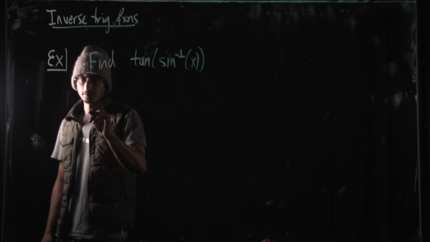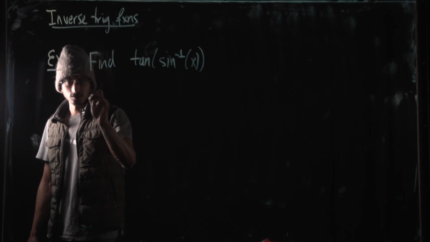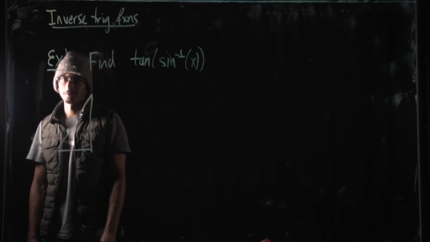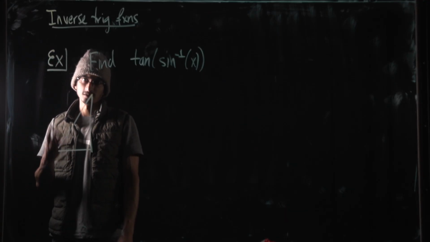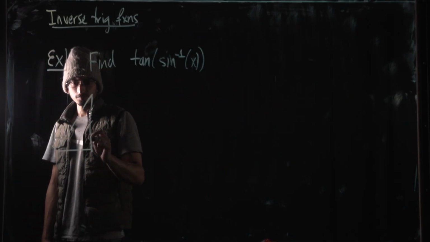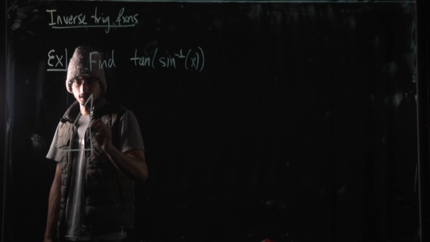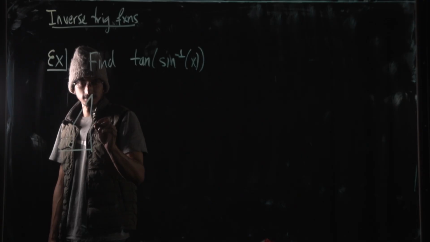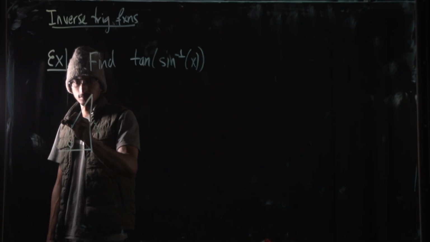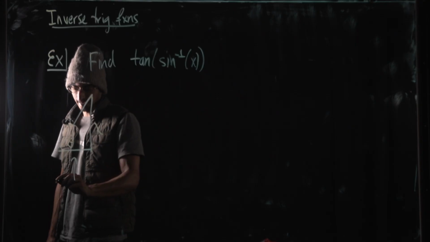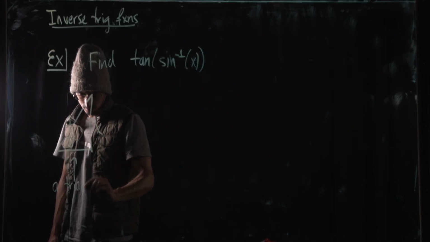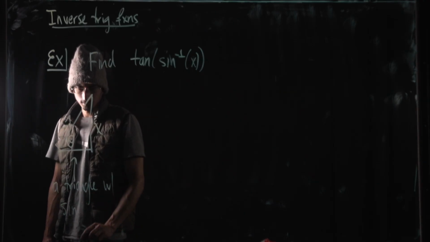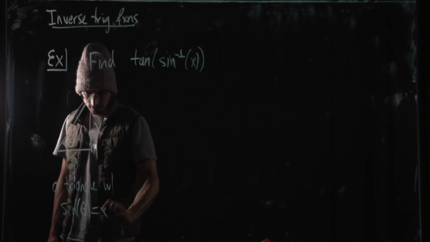So what I'm going to do is draw a triangle. I'm going to draw an acute triangle. We'll see why acute triangles are sufficient in a second. Where the sine of this angle equals x. So this is a triangle with sine of theta equal to x.